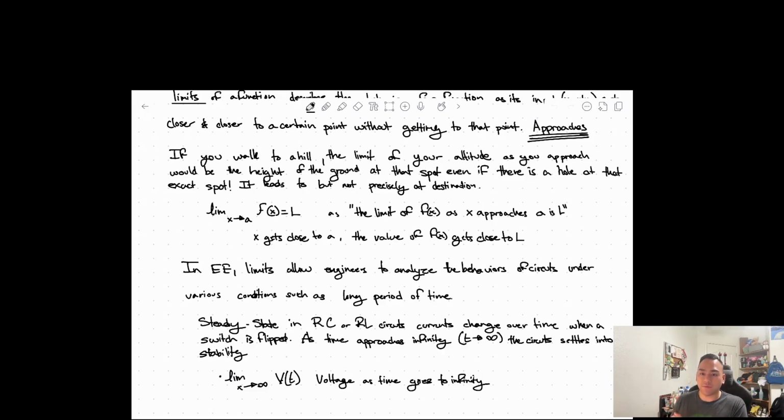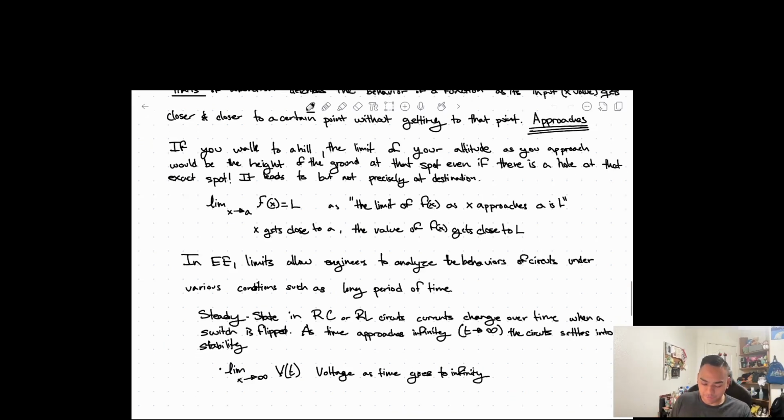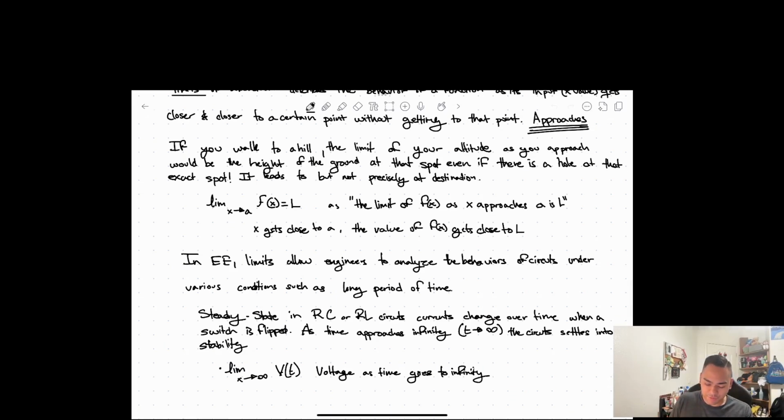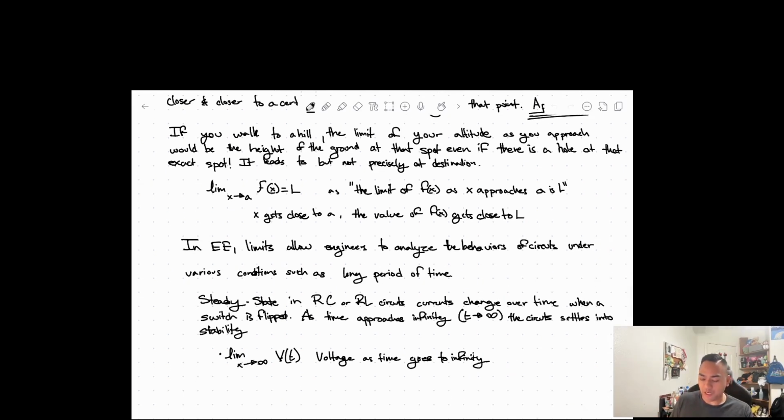If you're walking to a spot and there's a hole in it, you can't get to that hole, right? Because what's going to happen when you get to that hole? You're going to fall. Or maybe there's an object occupying that hole, like a tree. You can't go in the middle of the tree, even if the path points you to the tree. It leads to, but not precisely at, the destination. So you can think of that tree or that hole in the ground as kind of like your asymptote. You can't physically phase into the tree. If you could, you'd be at that exact point, but you can't. So that's exactly how limits work.